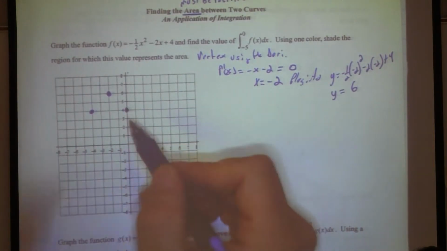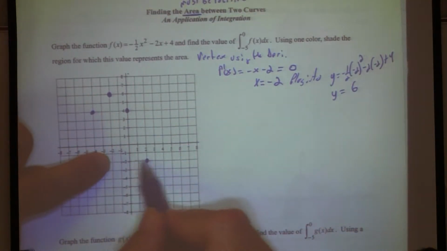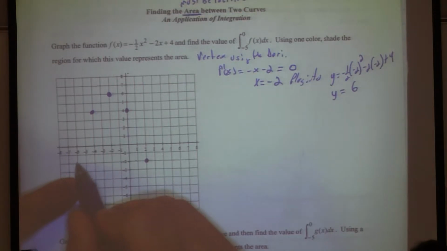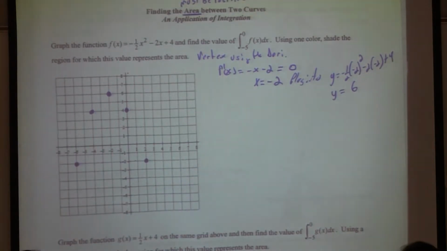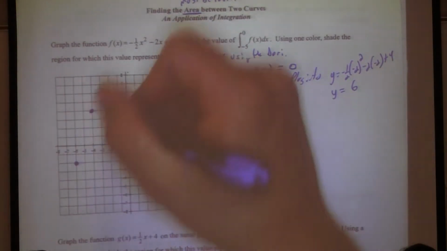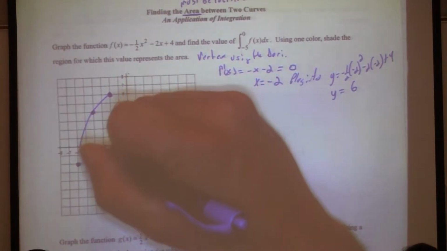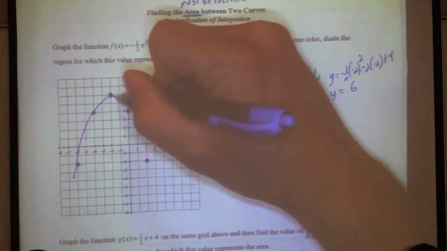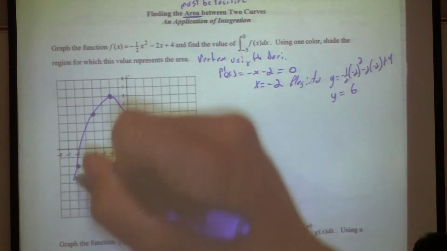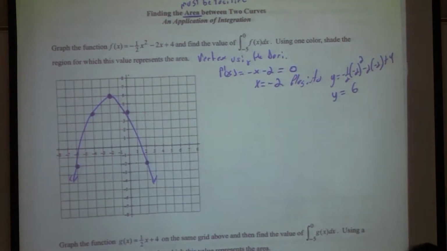So then that means that over here, this is how many? 1, 2, 3, 4 away? So 1, 2, 3, 4 away. Cool? You guys picked a good one. So we got our nice little parabola there.